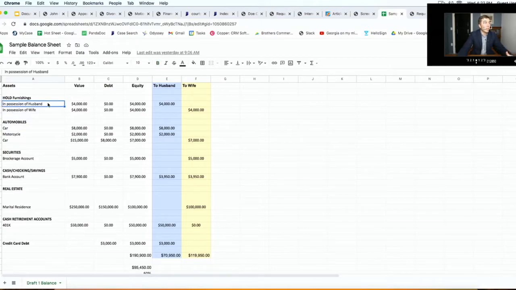So here you have the household possessions, the value, and then you can even list out in the columns, you have the husband column and the wife column, who gets what property. So here, household furnishings, you could list out cars, you would have the value of the car, the amount of the debt, the equity, and then assign it to each different person. And it goes for everything.